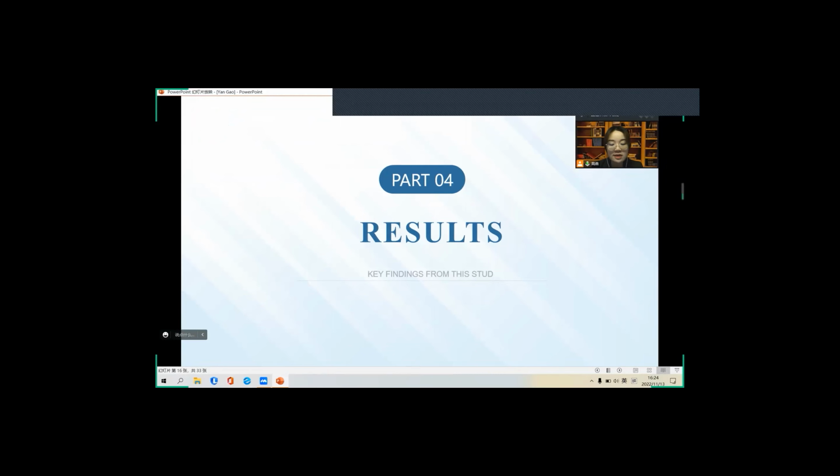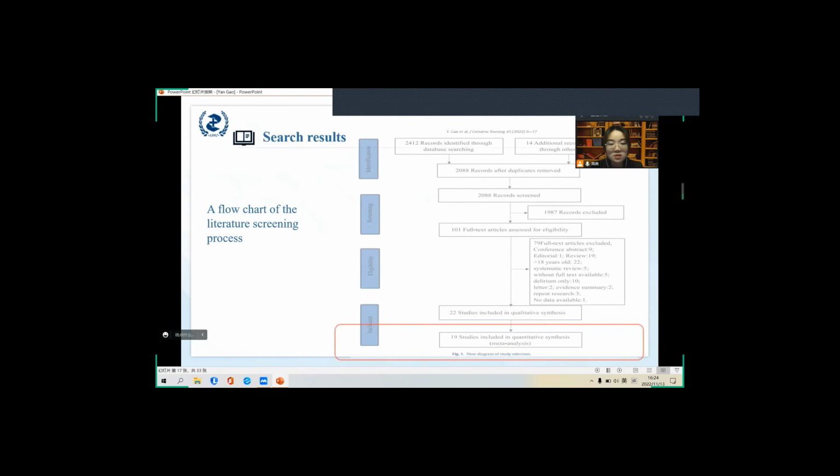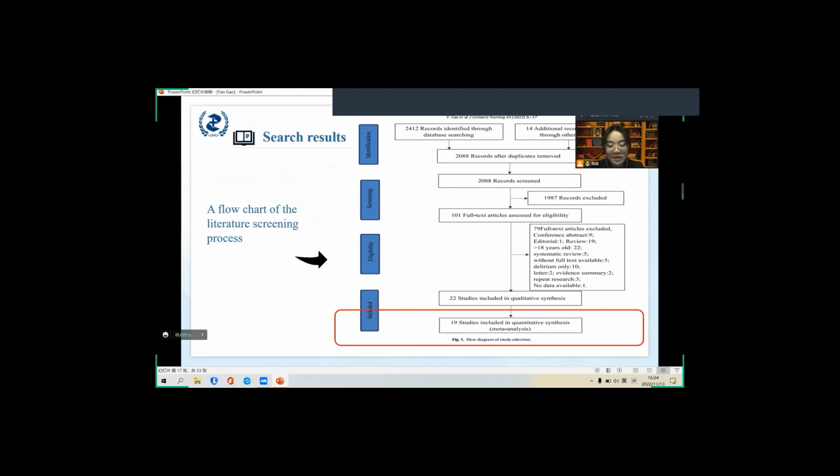I will show the results. The original database search comprised 2,426 records, 2,066 of which were excluded based on title, abstract reviews, and full text reviews, leaving 22 studies available for the qualitative analysis, and 19 articles available for the quantitative meta-analysis.